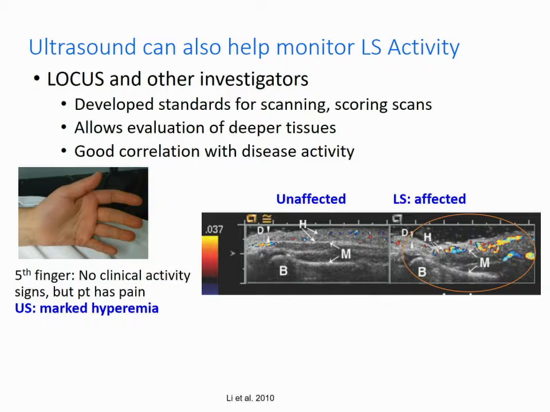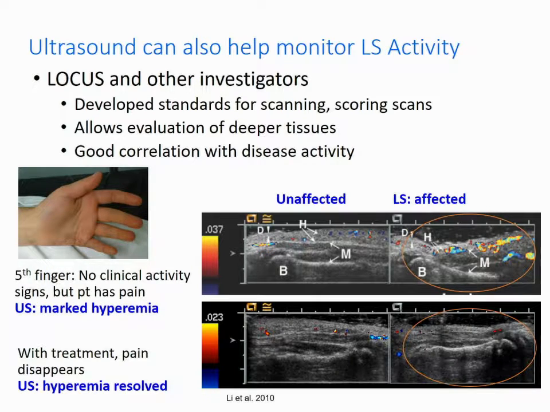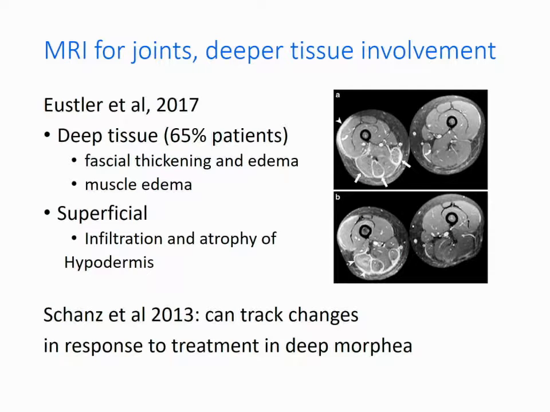There's also a loss of the differentiation of the tissue layers, because everything just got squished together because of the loss. But what's obvious is that there's a lot of bright color here, which is the Doppler color, and that's blood flow. So there's a lot more blood flow on the affected side than the unaffected side. Then when we treated her, which I wasn't treating her specifically for that, she had more obvious activity elsewhere, her pain went away and this cleared up. So it can be helpful because, clinically, we couldn't tell that there was anything here, but the ultrasound showed it, and we can track changes over time. MRI is also used for joints and deeper tissue involvement.